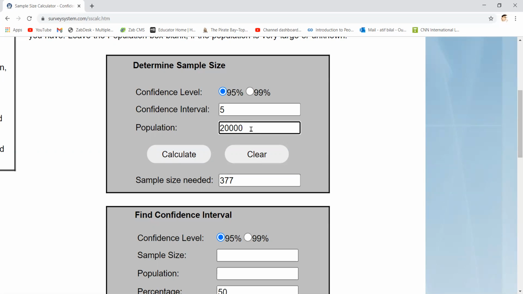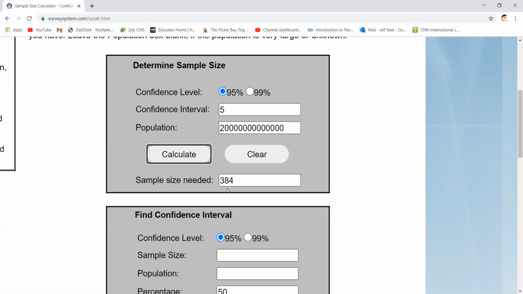So let's just take it to 2 lakhs and now calculate. Now it says 383. We'll add another zero and calculate: 384. Another zero, calculate. Now, what is happening here is that after a certain population, the number is not going to increase no matter how many zeros you add and then calculate. It is going to remain 384.